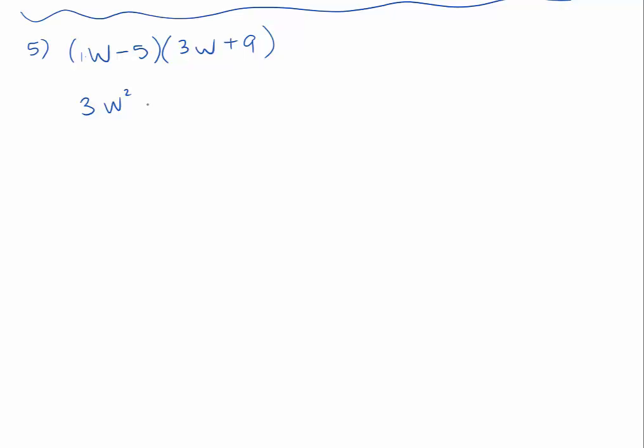W times 9 is plus 9w. Negative 5 times 3w is negative 15w. And then negative 5 times 9 is negative 45. I simplify that to 3w squared plus 9w minus 15w, that's a minus 6w, and the constant term. And that was pretty easy.